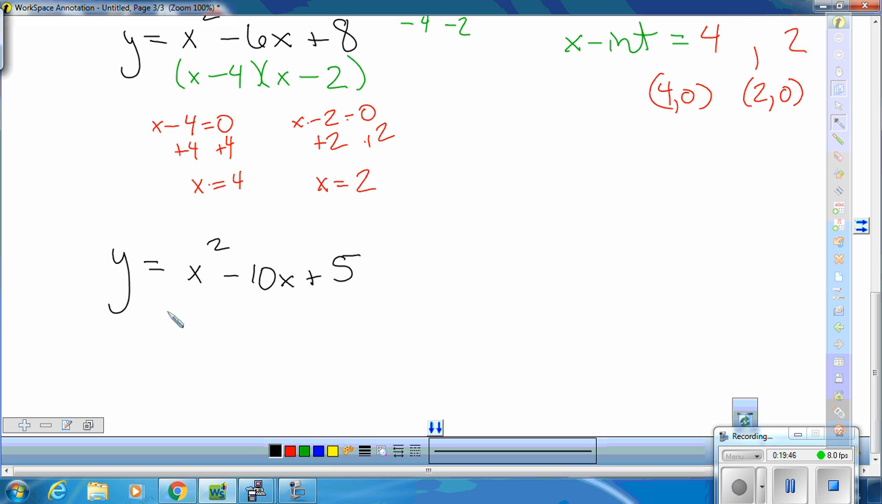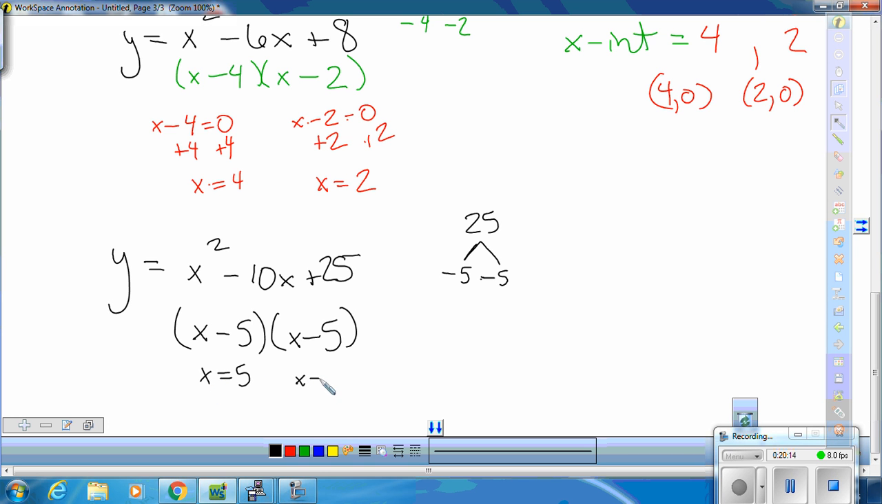When I factor this, two numbers that multiply to equal positive 25, but add to equal negative 10, so they're both going to be negative, 5 and 5. Negative 5 times negative 5 is 25, and negative 5 plus negative 5 is negative 10. So this would be x minus 5 and x minus 5, which means that when I find my x-intercepts, I get x equals 5 both times. It only has one x-intercept. Its y-intercept would be 25, and its x-intercept would be 5.